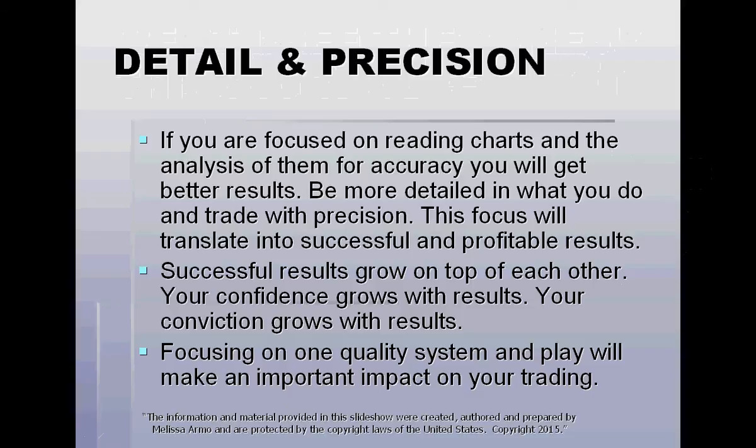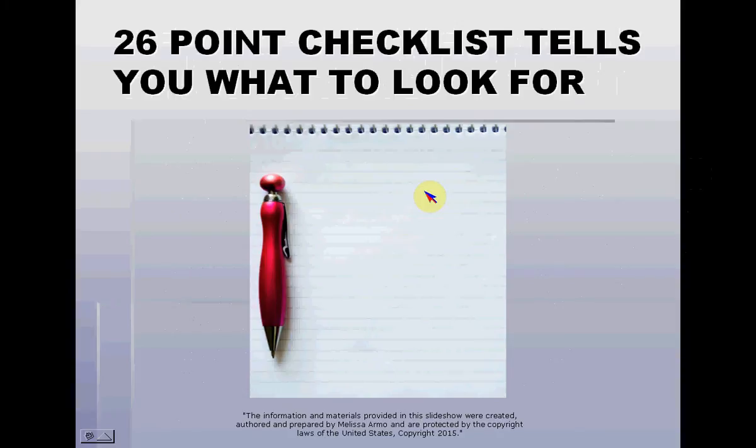You have to focus on one quality system in play, and that will have a huge impact on your trading. Now, what do I use? I use a 26-point checklist. This is how I know what to look for in the morning, and I just check off the ones and tally them up. I'm not looking for a perfect score to take a trade, but I am looking for a very good score, which means 20 points or more. 20 points is a lot of things to determine if something's going to work as a long or a short. Again, I prefer to short. But an 18, 19 has a 50-50 chance of working or failing. If something rates like a 16 or 17, I really don't touch it.